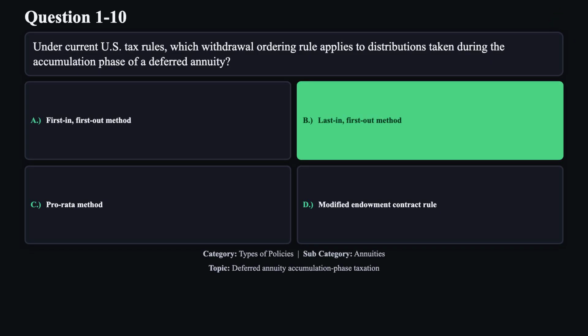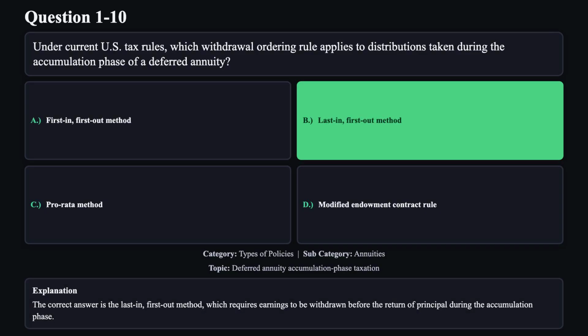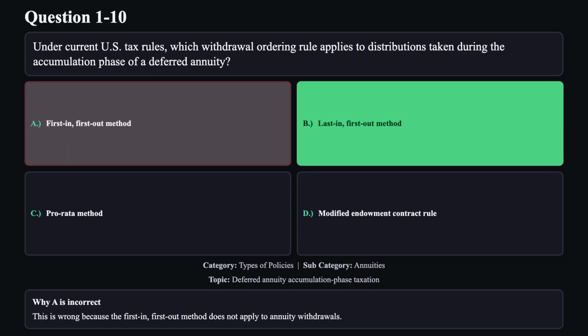The correct answer is B. The correct answer is the last in, first out method, which requires earnings to be withdrawn before the return of principal during the accumulation phase. Reason A is not correct. This is wrong because the first in, first out method does not apply to annuity withdrawals.